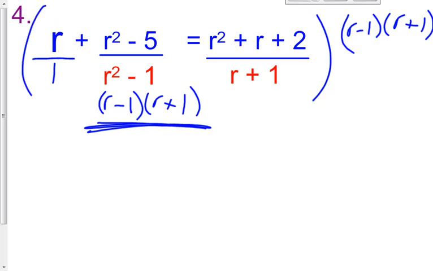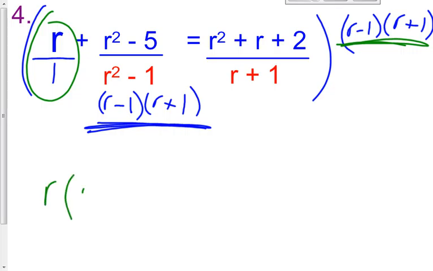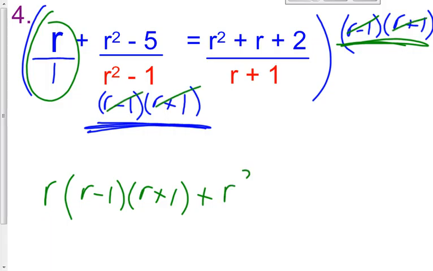So with that, this is multiplied by r over 1. So there's nothing that cancels with the bottom. So you just have r times the quantity, r minus 1 times r plus 1. Second one, you have a cancellation here and a cancellation here. So you're just left with r squared minus 5.